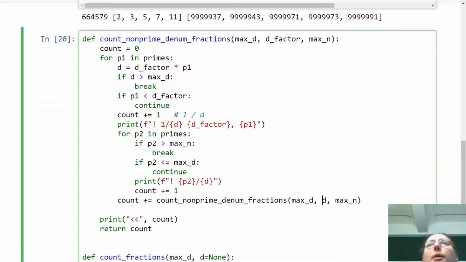And I think as long as I always choose my prime factors greater than or equal to the prime I started with, I will only generate things once.